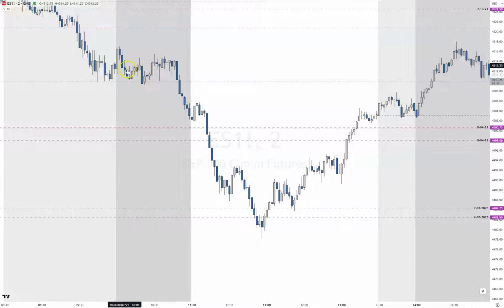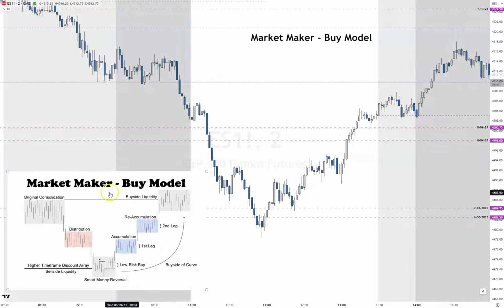You can see here's the silver bullet for the AM session. Here's the PM session. There's a 2-minute chart, mind you, so it doesn't really give you a whole lot to enter in on. On the 2-minute chart, there was a good PM silver bullet entry, but a lot of people didn't see any of this coming, and what I wanted to show you is that this is the classic market maker buy model.